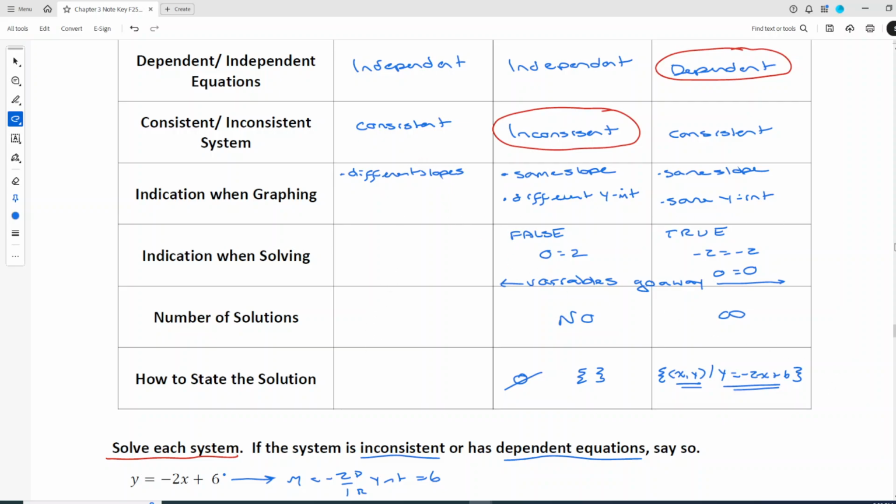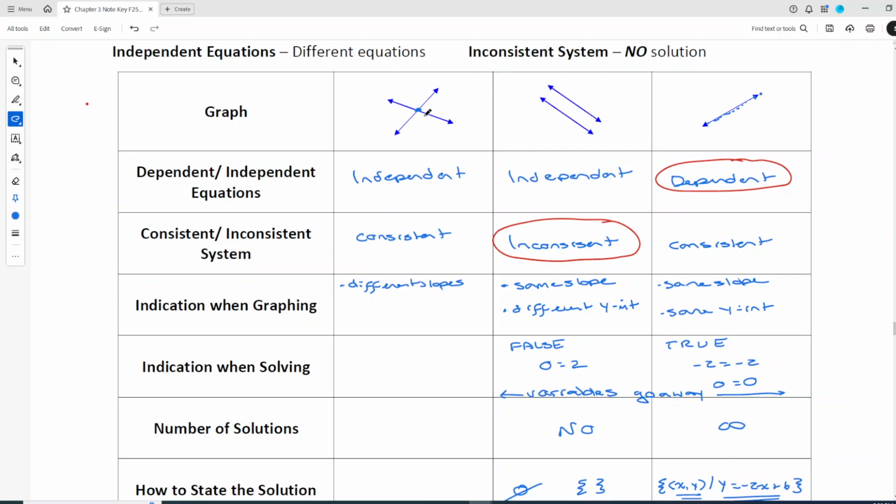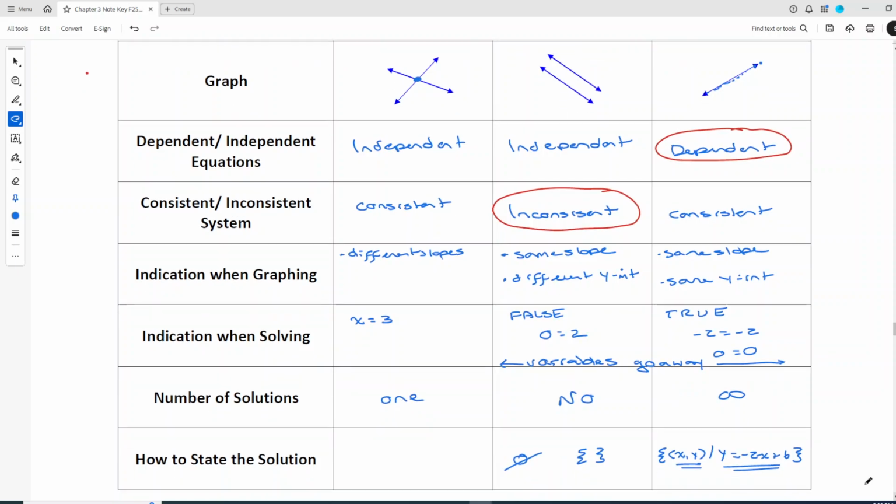I didn't talk about this one, so for this one, if you're graphing, you'll just find a point where they intersect. If you're solving, you'll get like x equals 3. The variables won't go away. How many solutions will you get? Just one, and you will state that solution as an ordered pair, x, y.